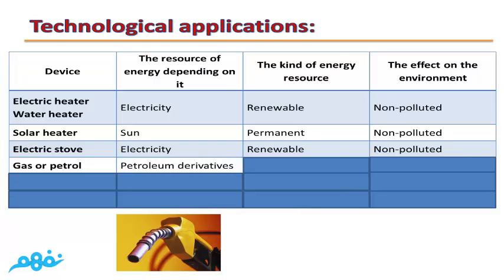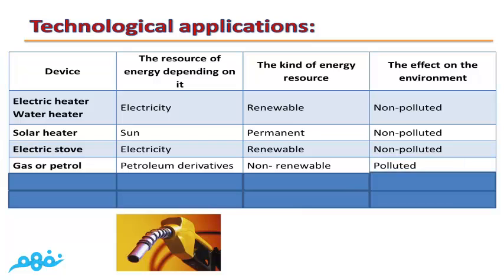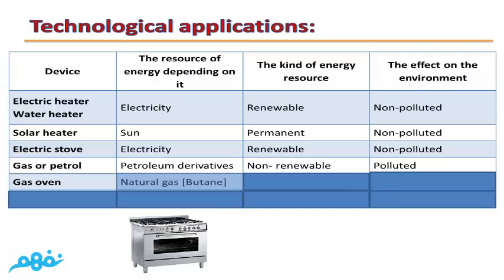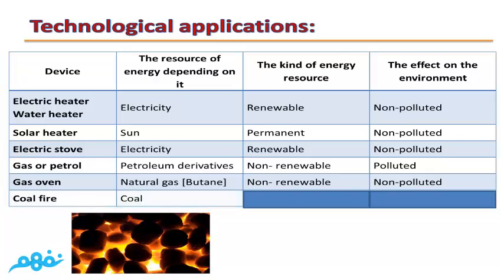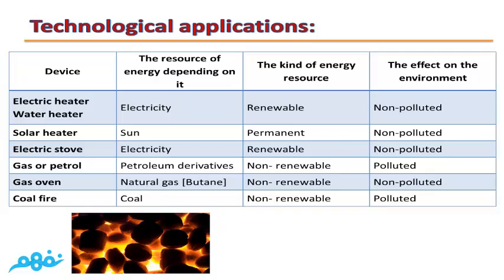Gas or petrol. It is from a petroleum derivative. Petrol is a non-renewable source of energy, and it is a polluting source of energy. It causes pollution to the environment. Gas oven. It uses natural gas or butane. Natural gas is a non-renewable source of energy, and it is non-polluting. Coal fire. It depends on coal, which is a non-renewable source of energy, and it causes pollution to the environment.